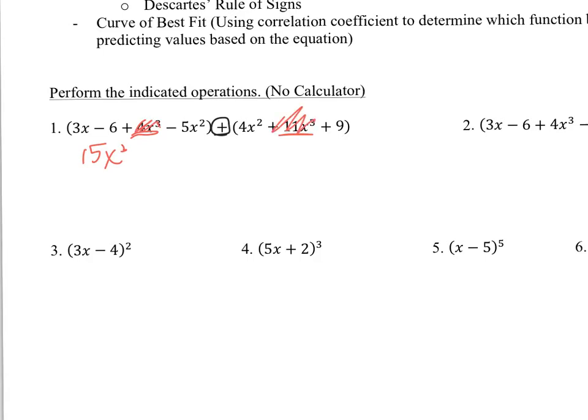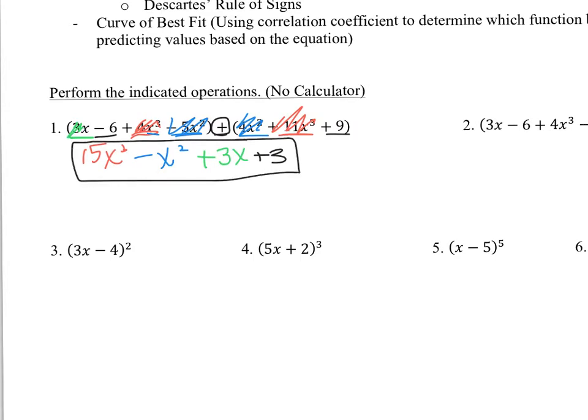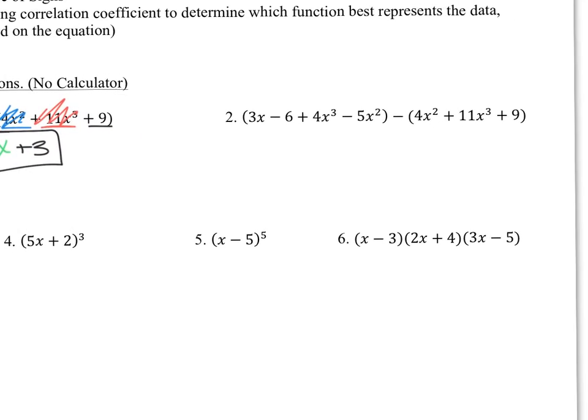And now my next highest degree is x squared. So negative 5x squared and 4x squared make negative x squared. And then I'm going to cross it out because I used it. My next highest degree is 1, so 3x. Can't combine it with anything else, so it's 3x. And then I have negative 6 and 9 as my constants, which make plus 3. I can't do anything else because they all have different degrees, so I'm finished.